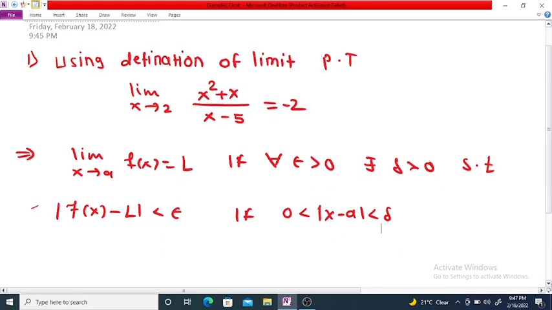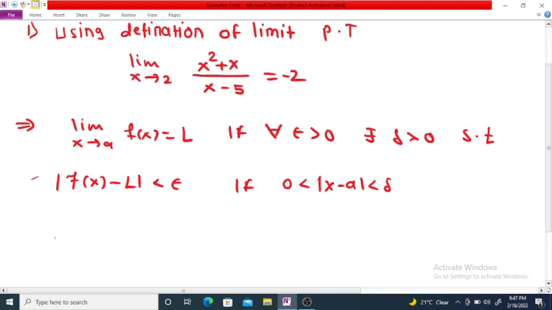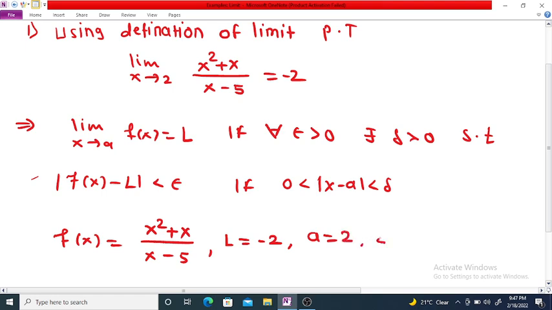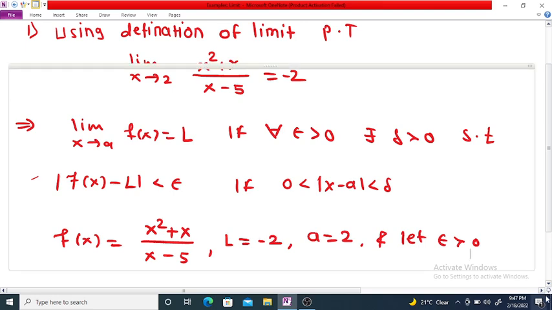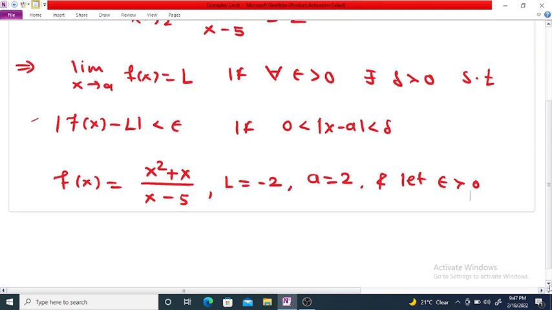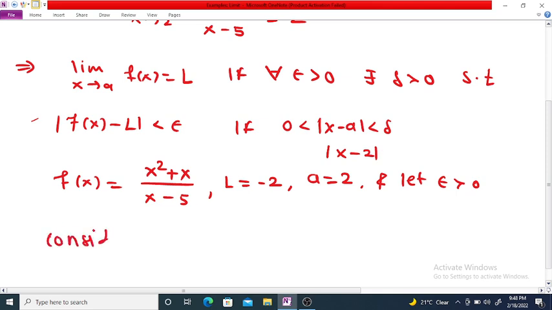Now in the given example, f of x is equal to (x square plus x) divided by (x minus 5), L is equal to minus 2, a is equal to 2, and let epsilon greater than 0 be any real number. We want to determine the neighborhood around 2, that is x minus a, which is 2. So consider satisfying the condition mod of f of x minus L is less than epsilon.